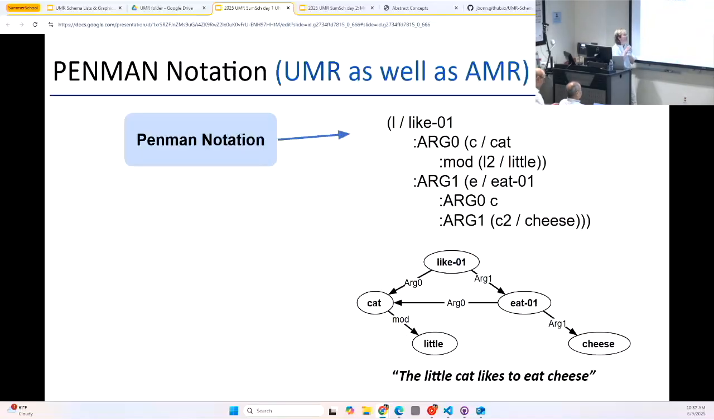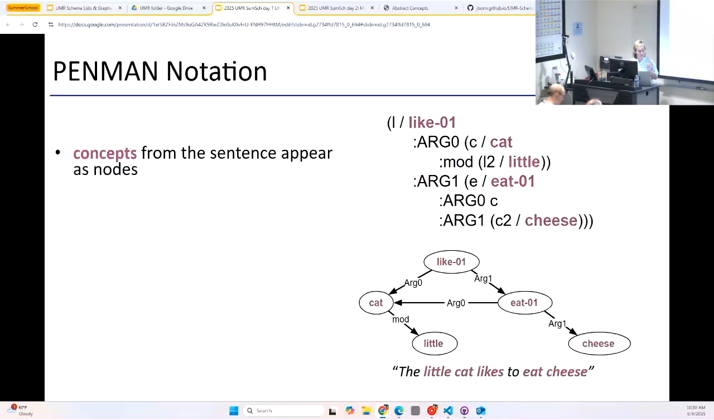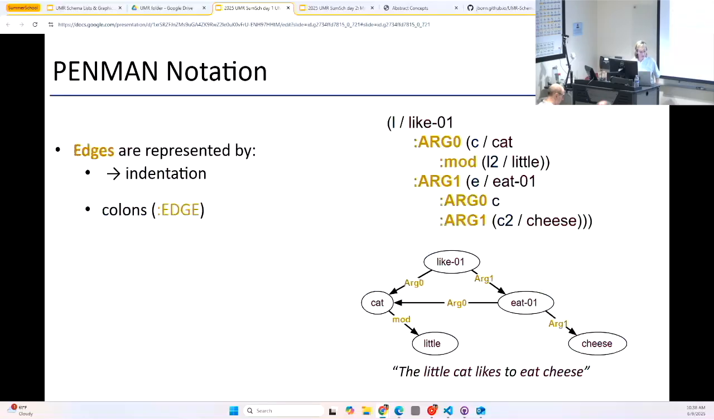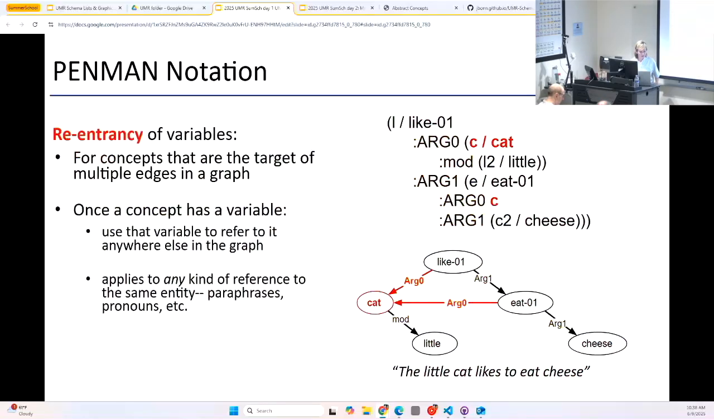This is Penman notation. So the little cat likes to eat cheese. The building blocks are the concepts from the sentence. So we've got the roleset label, like 01. We've got cat, little, a roleset label for eat-01, and cheese. So those are all of our concepts. We've got a variable for each of the concepts, and the variables can be re-entered later in the graph.